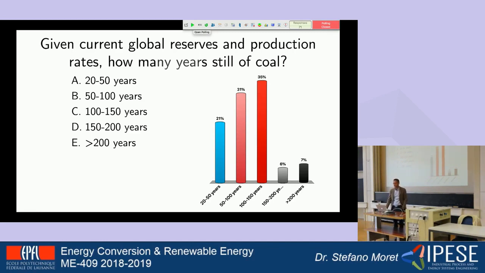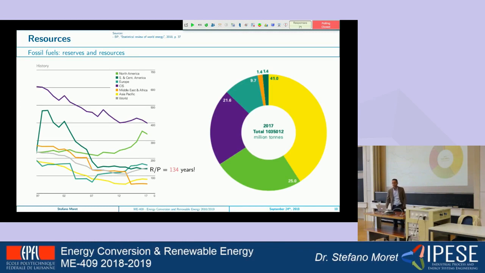So the answer is that if you look at the world global, the gray line in the graph there, at current consumption rate, we have about 134 years of coal, which is mostly concentrated today in China and in North America. So coal, we will not run out of coal. That is not the solution globally.